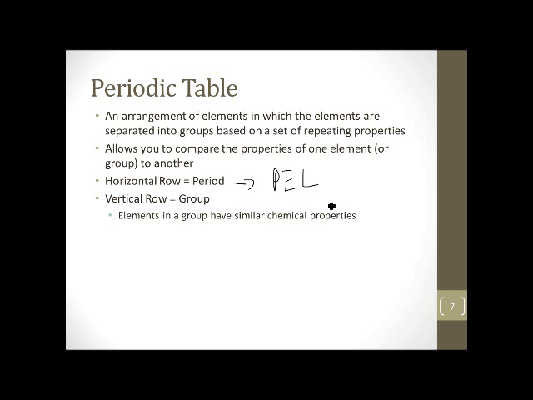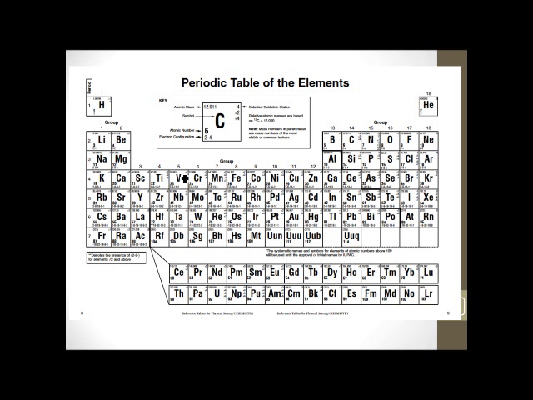All right, so let's take a look at the periodic table. This is just a picture of the periodic table from the reference table. And we can see all these vertical things are groups. So group 1, group 2, group 3, group 4, group 5, group 6, etc. The rows are periods, which will also be referred to later on as principal energy levels when we learn more about electrons.